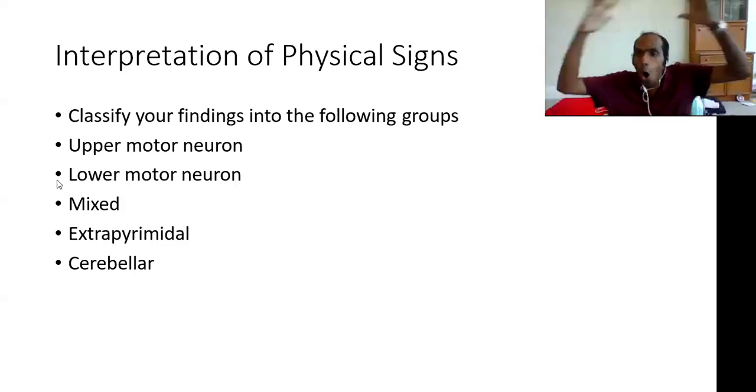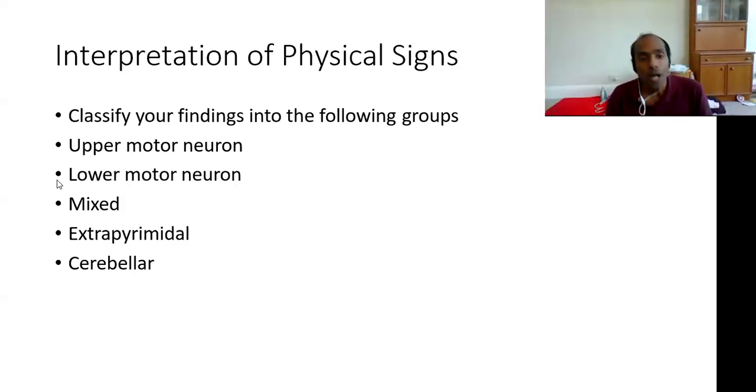One, all your findings are upper motor neuron type. So upper limb, lower limb, you examine everything, and all the findings that you detect are upper motor neuron signs. That's one package. There are 5 packages. Then, number 2, all the findings you get are lower motor neuron signs. Third, you get a mixture: upper motor neuron signs plus lower motor neuron signs.